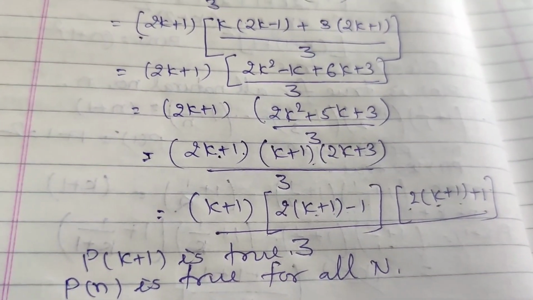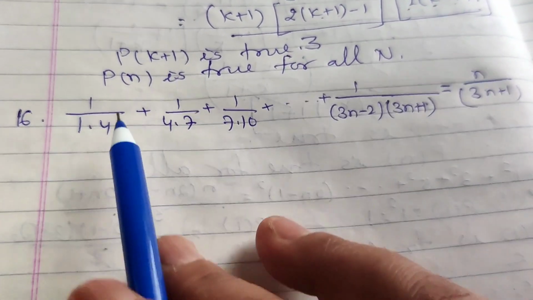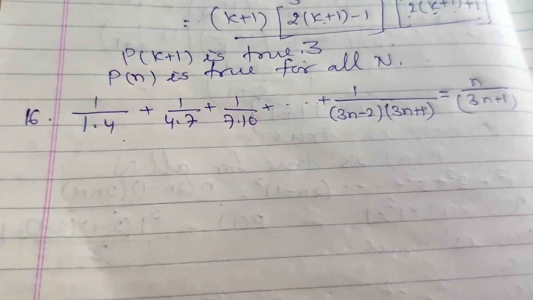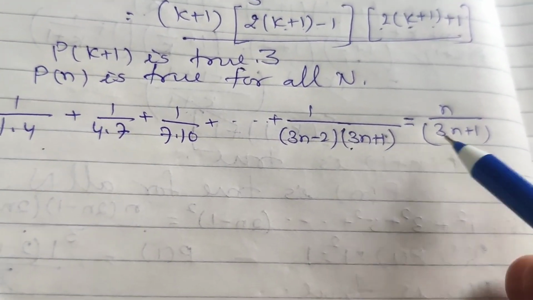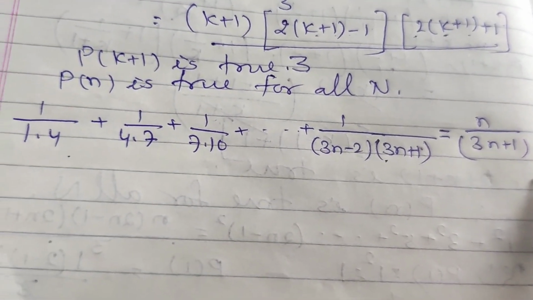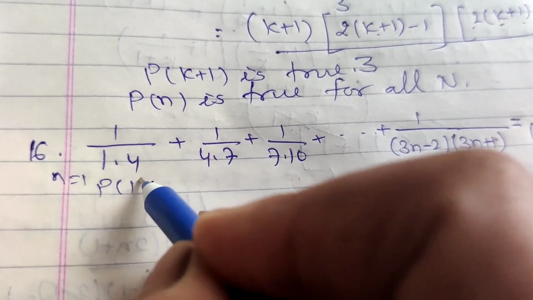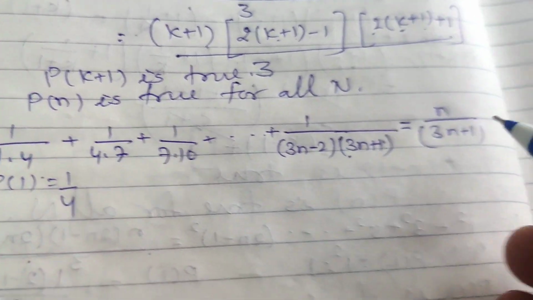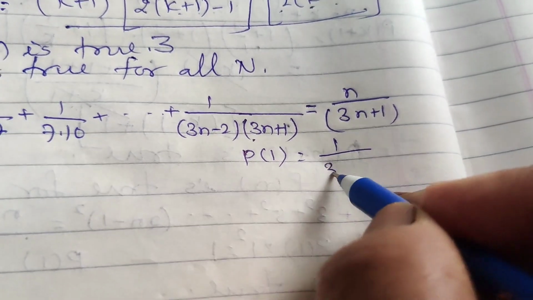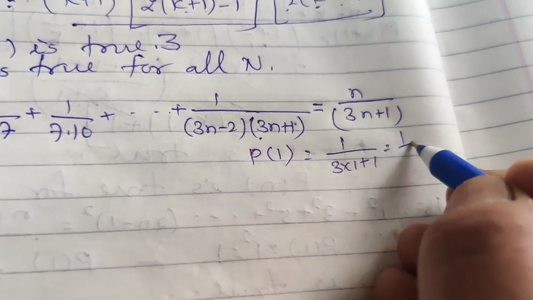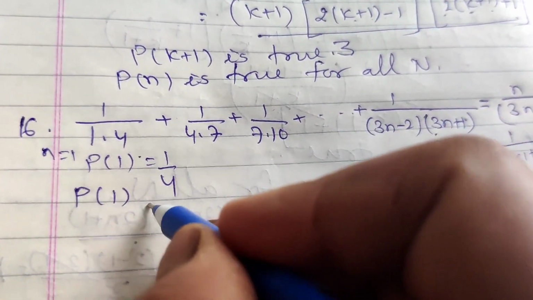Okay, clear? Now the next question, number 16, is 1 upon 1 into 4 plus 1 upon 4 into 7 plus 1 upon 7 into 10 up to 1 upon (3n minus 2)(3n plus 1) equals n upon 3n plus 1. Now put n equal to 1. P1 equals 1 by 4, and here 1 upon 3 into 1 plus 1 is also 1 by 4. Therefore, P1 is true.